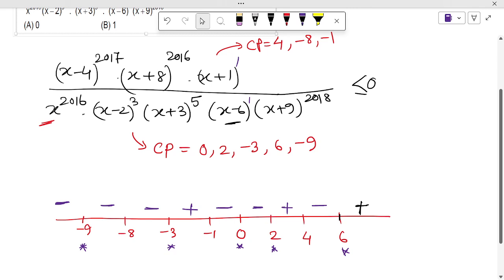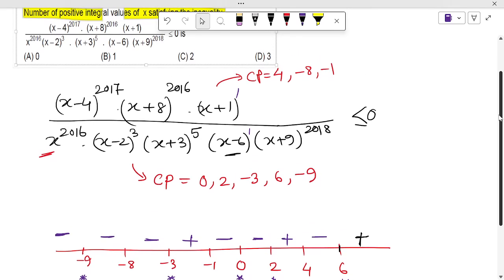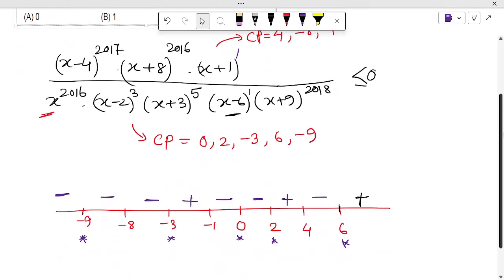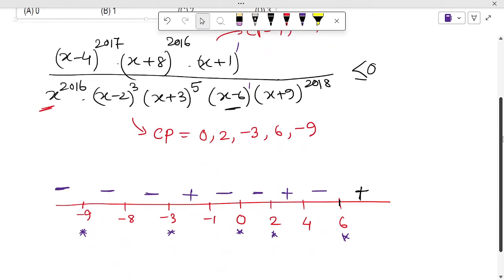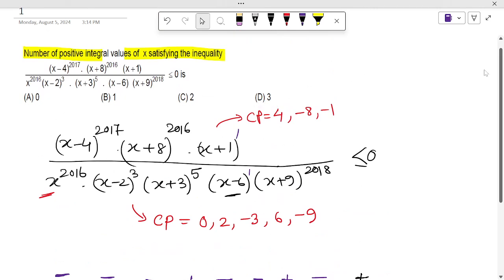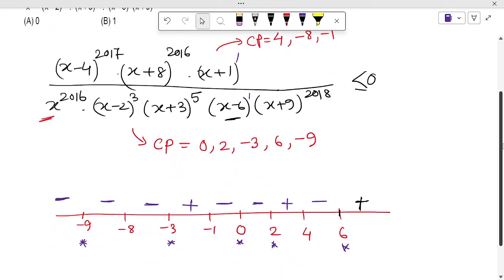Now which portion do we need? We need less than or equal to 0, so where you find the negative sign, that is your required answer. But the question is asking for positive integral values of x, so we will not look into the negative part. We will see only the positive part of the solution. In the positive part, the answer could be 0 to 2, and 4 to 6. But here 0 and 2 cannot be the answer.